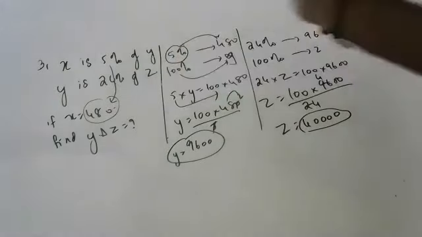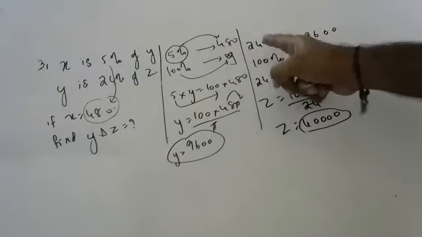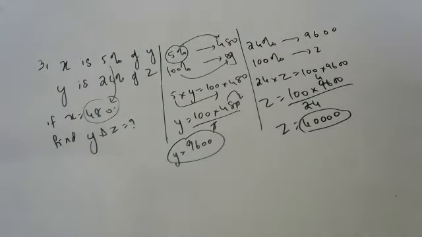X is 5% of Y. How much is that? 480. So from that I calculated Y. Then 24% is 9600 and 100%... That's all, children. Slowly you understand, children. Absolutely no problem will be there.